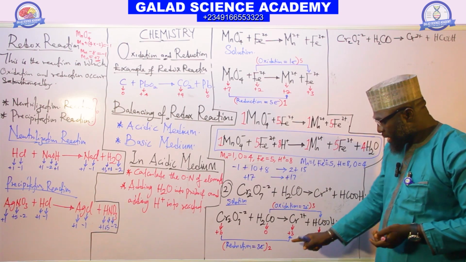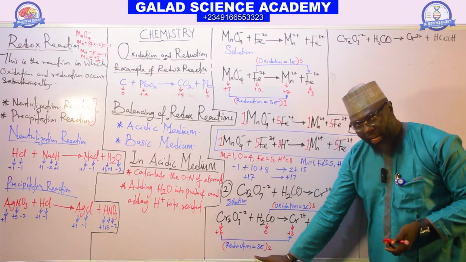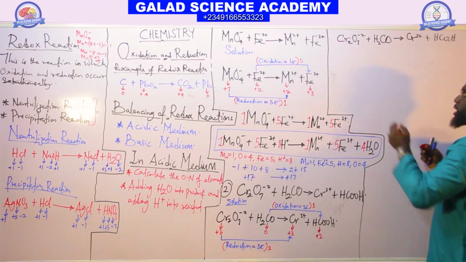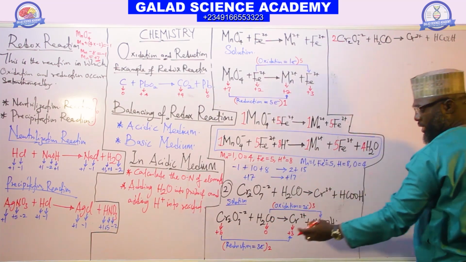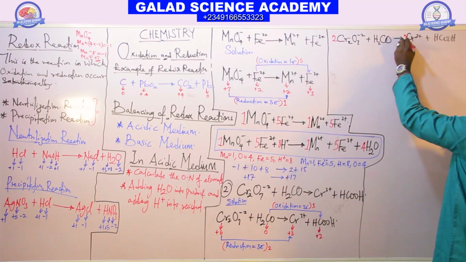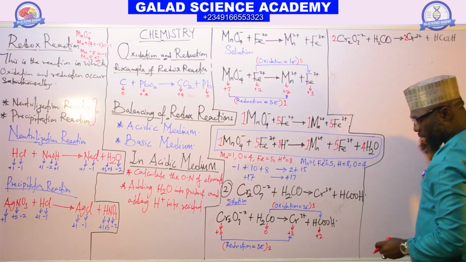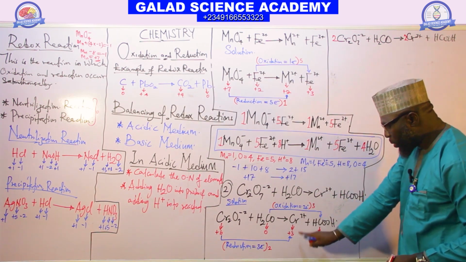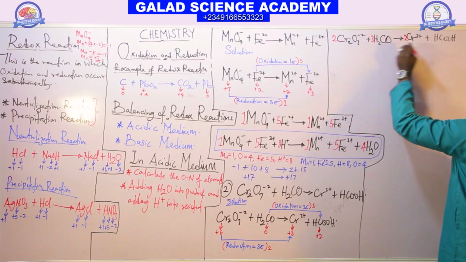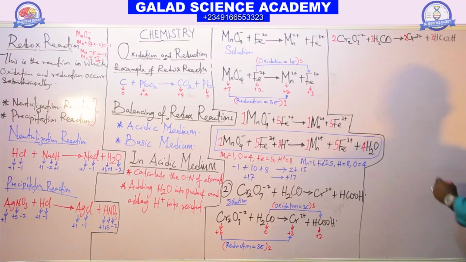Multiply your reduction element by 2. I will now put 2 here. Chromium, I will put another 2 here. So chromium is balanced. Oxidation element by 3. So I need to put 3 here, then put 3 here. What is the next thing now?